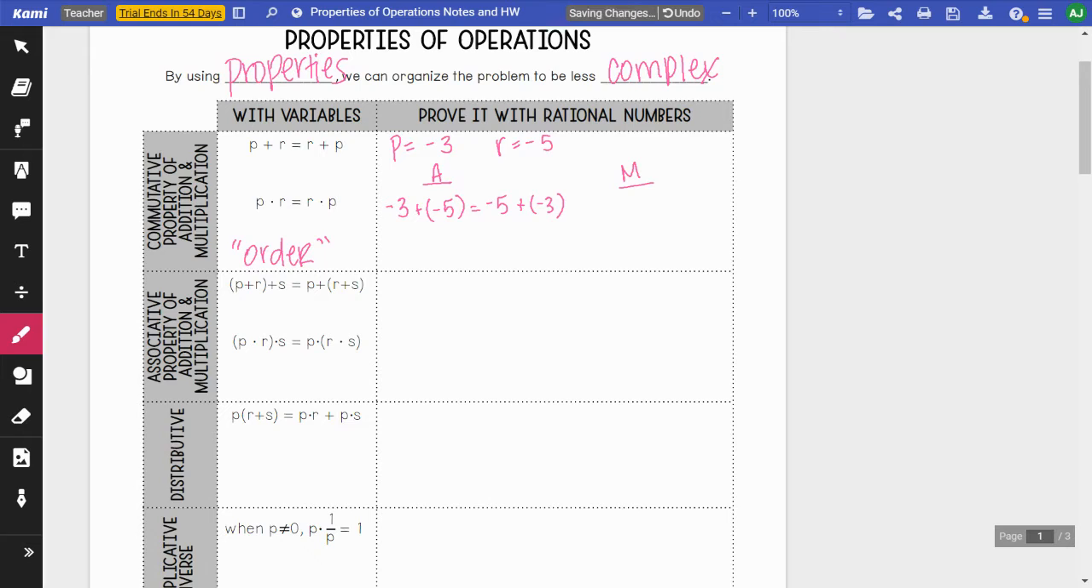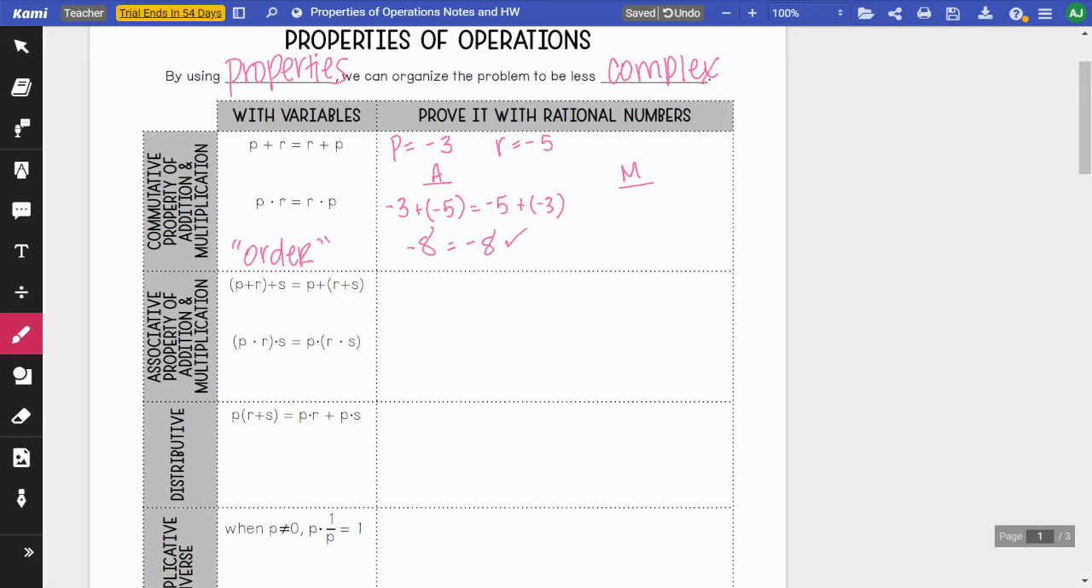I have two negative numbers, and so I'm adding them. That means I just add them up. So 3 plus 5 is 8, and since they're both negative, I keep my sign. Same thing for the right side of the problem. I have two negatives, so I add 5 plus 3 is 8, and I keep my sign. So this one does check out for the commutative property.